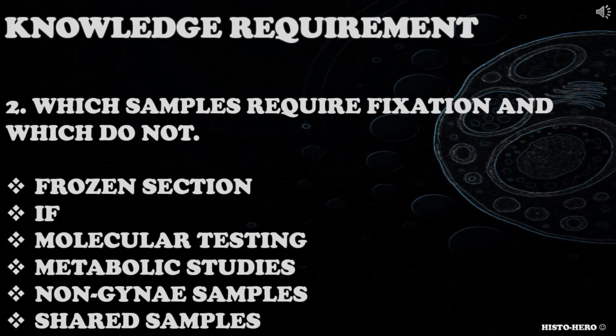The second knowledge requirement is which samples require fixation and which do not. Candidates should know which samples in your lab require fixation and which do not. You could ask them to explain what samples in your lab do not need to be fixed for analysis. When addressing this knowledge requirement, candidates should consider frozen sections, immunofluorescence samples, samples for molecular testing or metabolic studies, non-gynae samples or samples shared with other departments such as micro or virology. You could ask them to explain, why are those samples not fixed, and what would happen if they were fixed.